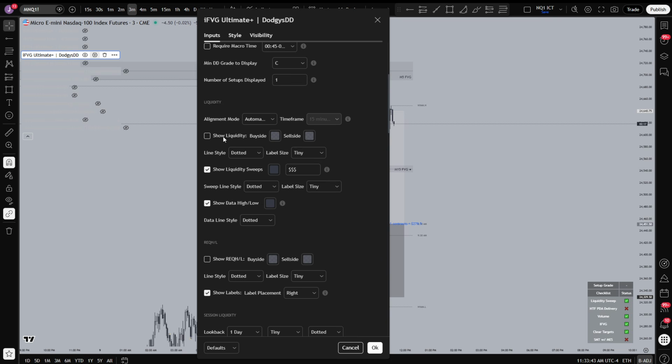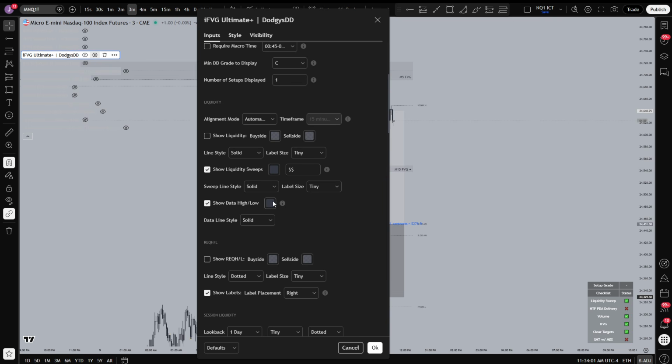So now the indicator will show you buy side and sell side. You can change that if you want. I keep all the lines solid, right? I just like solid personally. So it shows you liquidity sweeps before the inversion, right? If you want to change this to 1 or 2, whatever the case may be, you can change it.